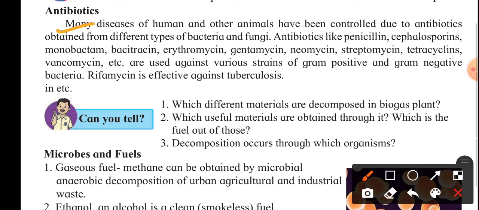Antibiotics like penicillin, cephalosporin, monobactam, bacillin, erythromycin, gentamicin, neomycin, streptomycin, tetracycline, vancomycin, etc. are used against various strains of gram positive and gram negative bacteria. Rifamycin is effective against tuberculosis. So, various diseases can be controlled with the help of antibiotics.